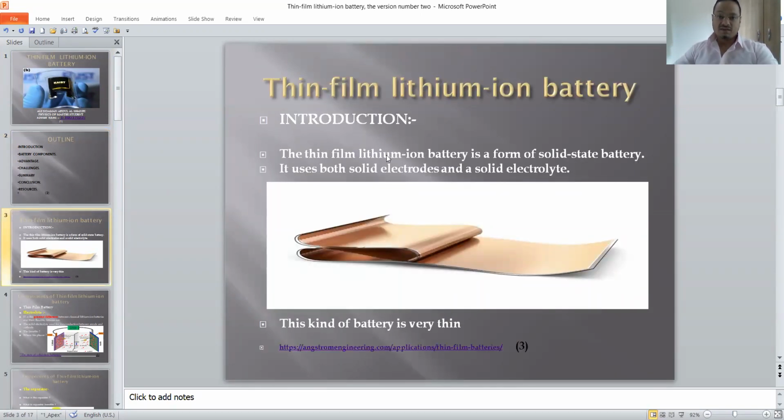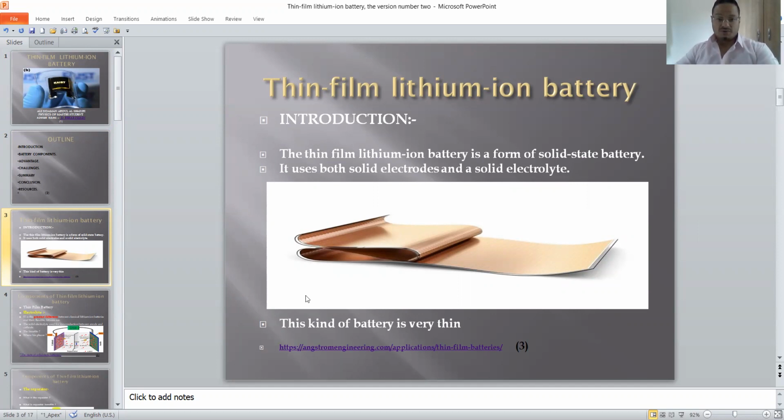Let's know what a thin film lithium-ion battery means. This kind of battery belongs to the secondary battery family. The thin film lithium-ion battery is a form of solid-state battery. It uses both solid electrodes and a solid electrolyte. These last two words will be the most important things in this kind of battery. I will explain all of that in the next slides.